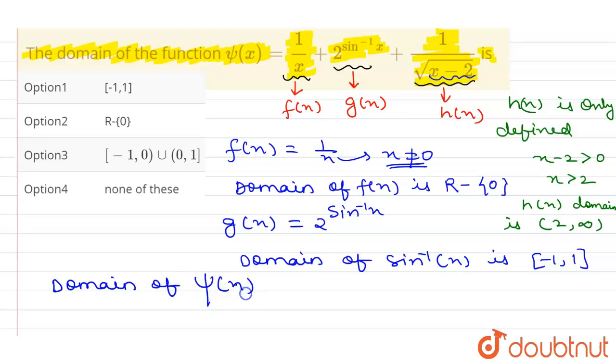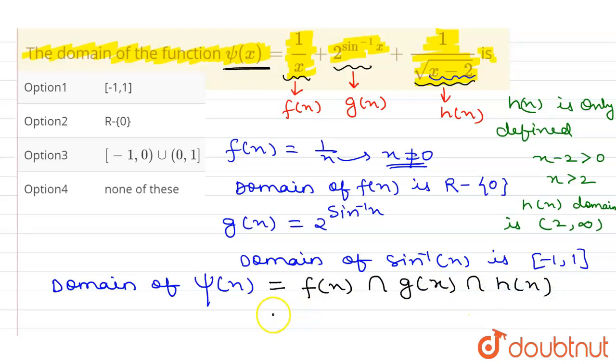Now I have to find the domain of psi x, this given function, which equals domain of f x intersection domain of g x intersection domain of h x. The domain of f x is all real values of x except 0, and the domain of g x is from -1 to 1, intersection 2 to infinity.